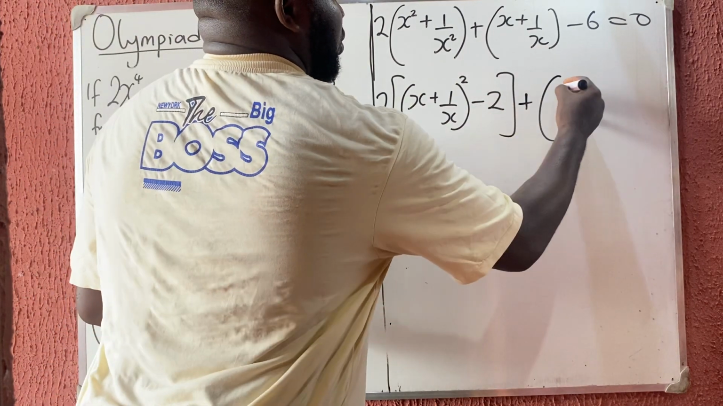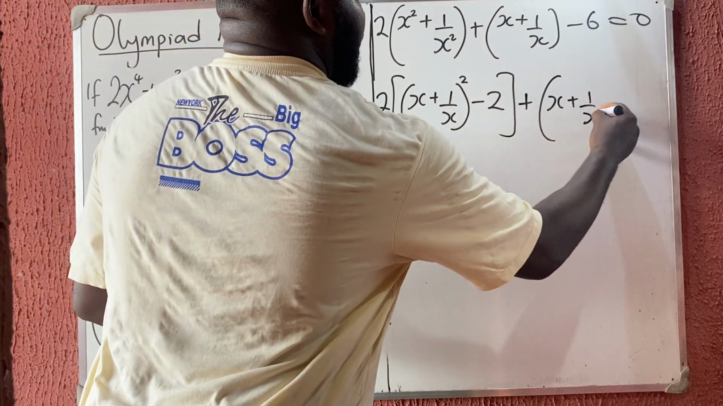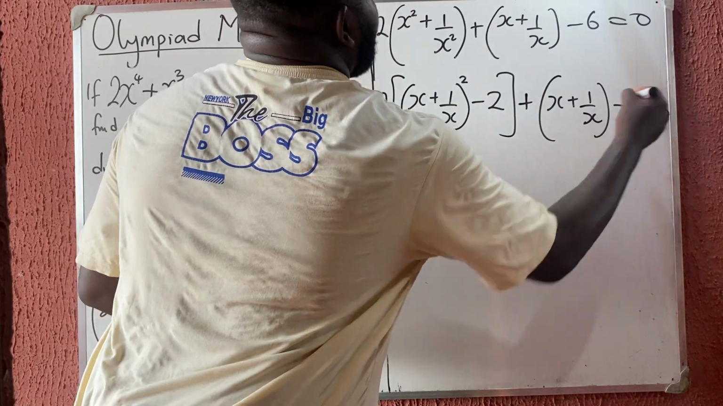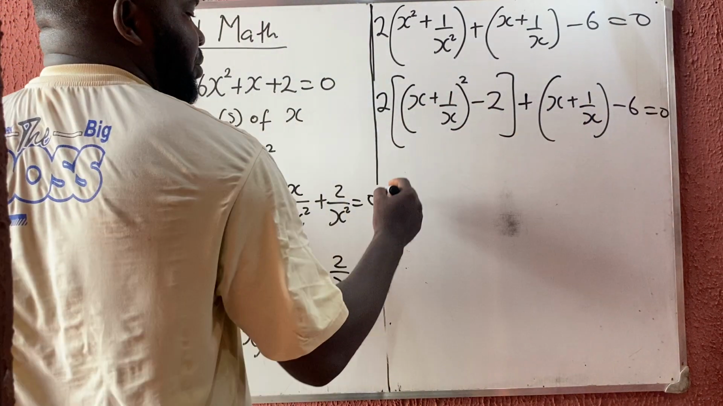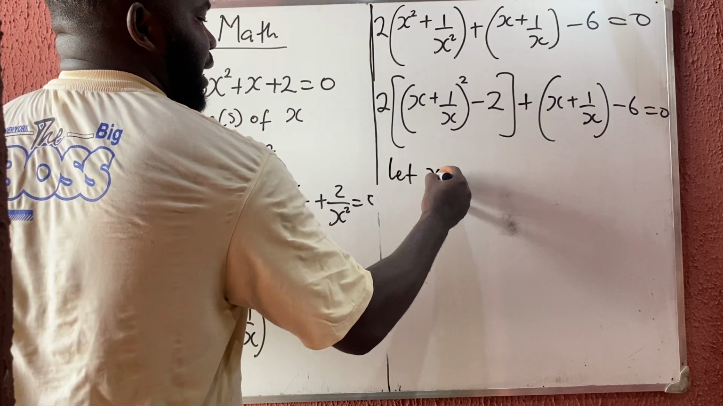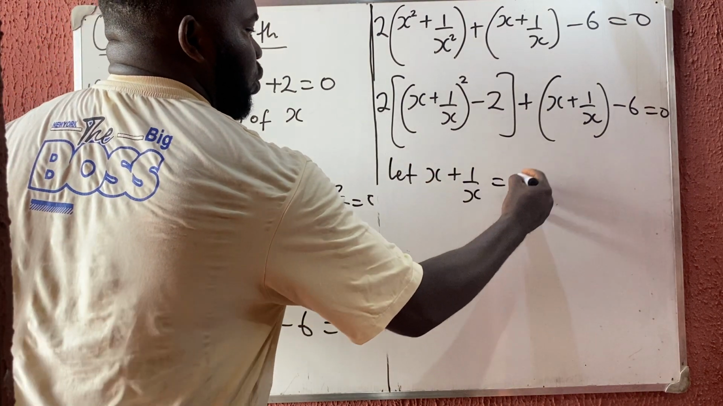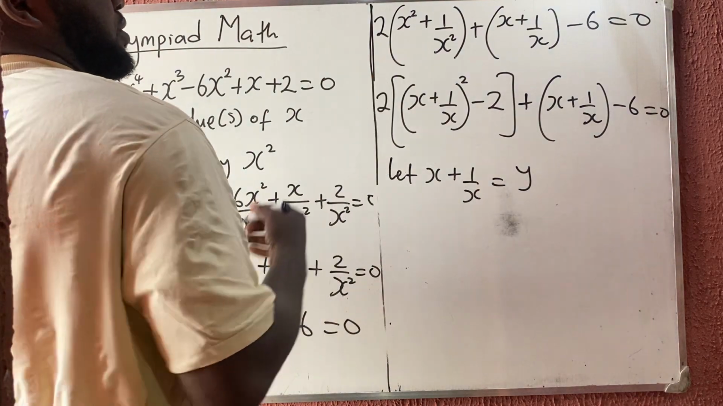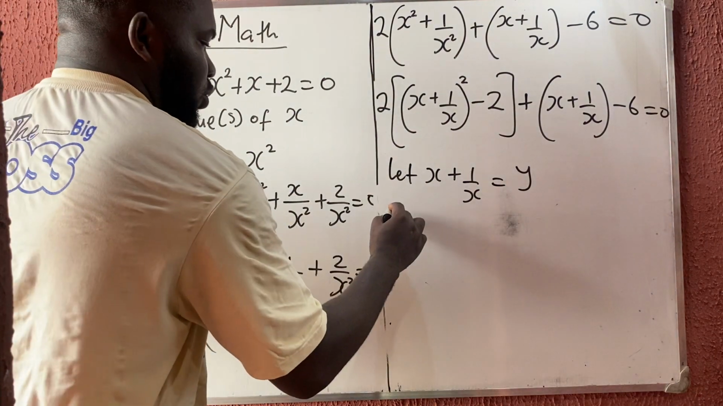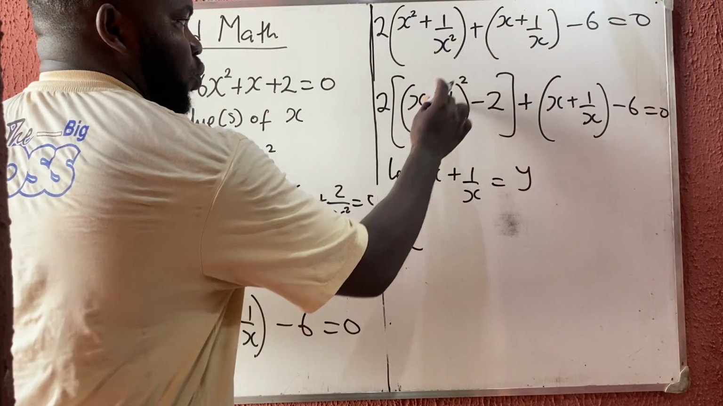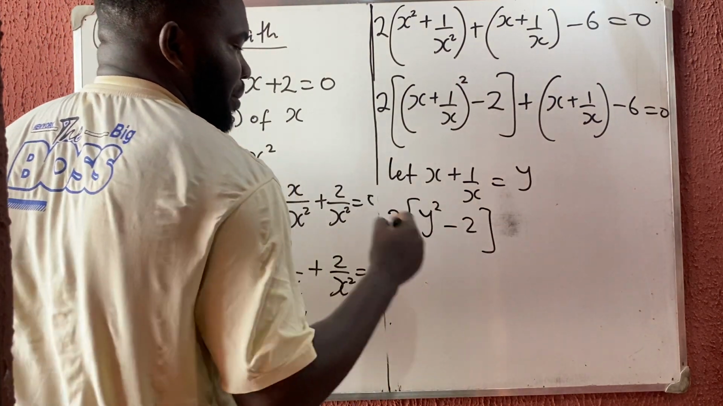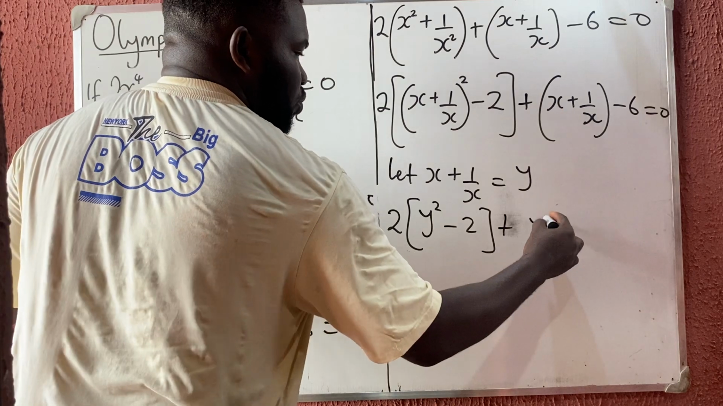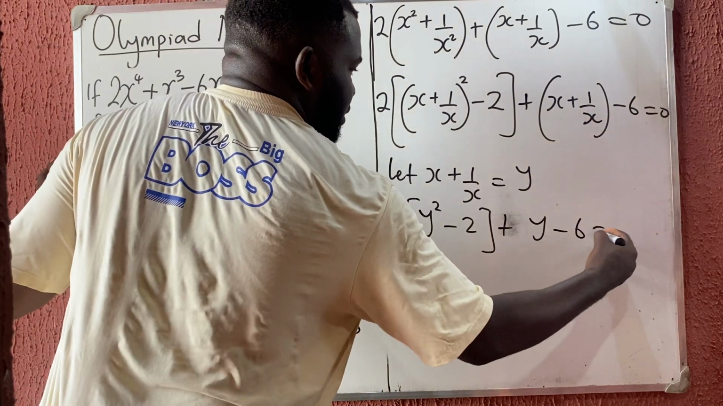Then plus x plus 1 over x, then minus 6 is equal to 0. Now, if you look at it, see that here and here are now the same thing. So immediately you tell them, let that x plus 1 over x be equal to what? y. So anywhere we see that, we're going to put y. So I'm going to have 2 in bracket of y squared minus 2. I'll close my bracket, plus this one is y. Then I have minus 6 is equal to 0.